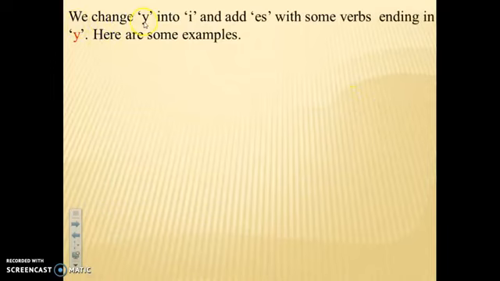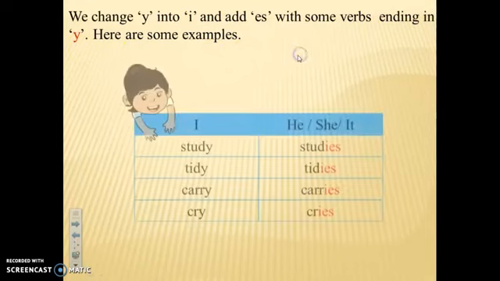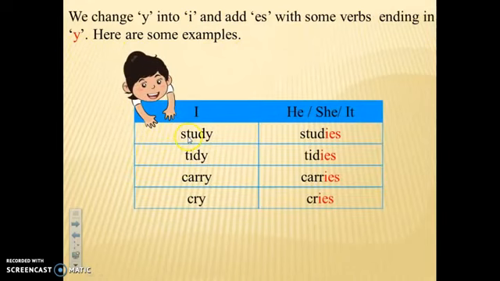Sometimes we need to change y into an i, and then add es with some verbs ending in y. Here are some examples. Study. We need to get rid of the y and replace it with i, and then add es. The same for tidy, carry, and cry. All of these words end with y. We need to have no y and add ies to these verbs to make them into simple present tense.